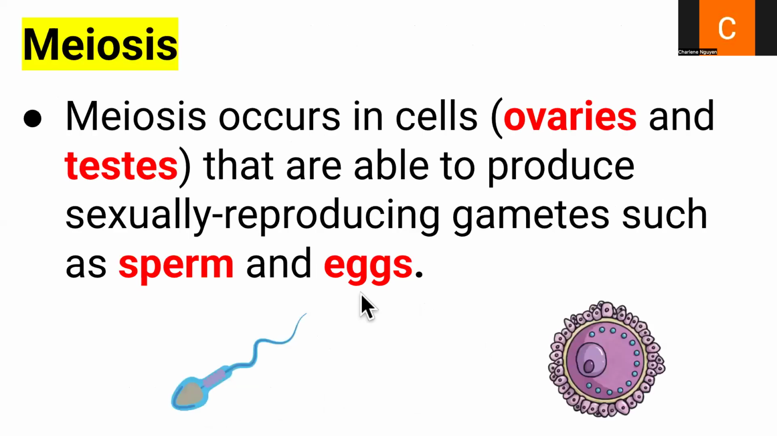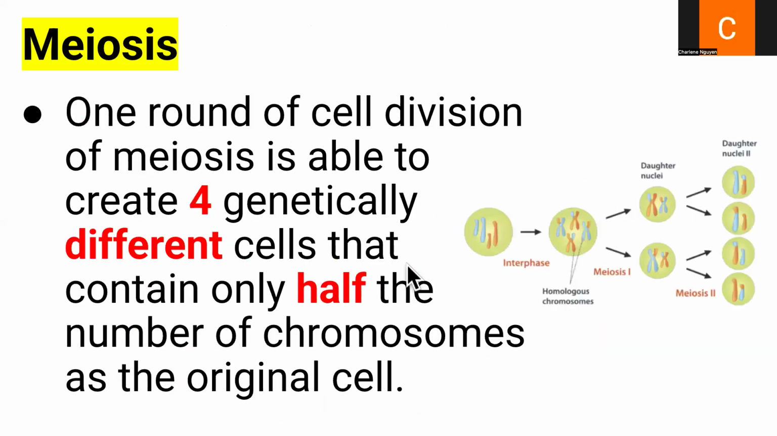All right, so meiosis occurs in our ovaries and testes. Ovaries produce eggs and testes produce sperm. And once again, we end up creating 4 genetically different cells. And these cells are haploid, so they only contain half the number of chromosomes as the original.